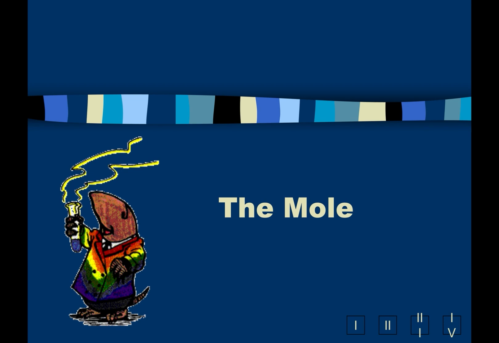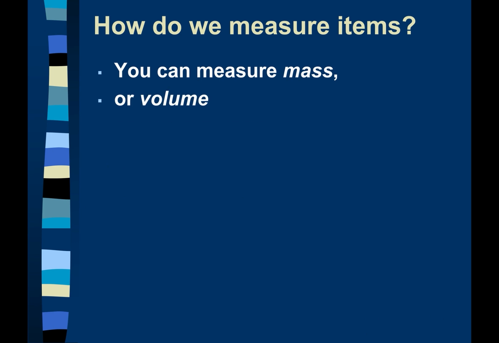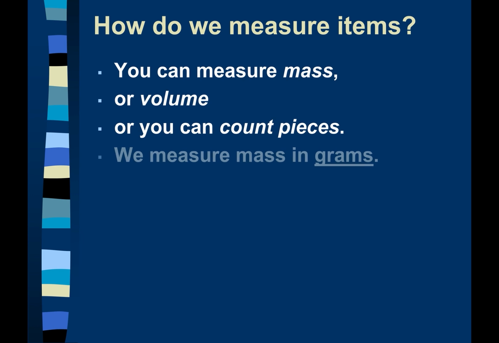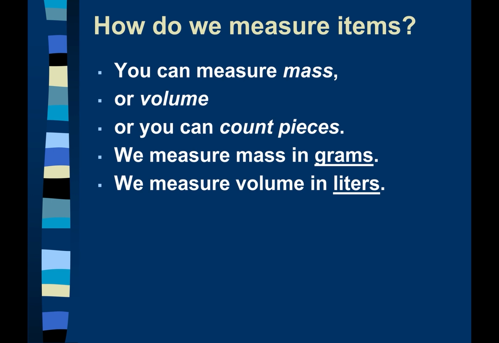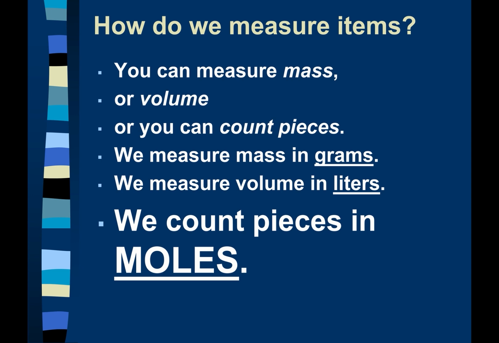So before we get into what the mole is, we're just going to quickly revisit how we measure different items or substances in chemistry. Now we can measure the mass of a substance, its volume, or the quantity of it, pretty much how many pieces there are. If we measure mass, we are going to use grams. If we're measuring volume, we would use liters. Now if we're counting how many pieces of a substance there are in chemistry, we are going to use what's called the mole. The mole is a way of representing how many of a certain substance or item are present in a sample.